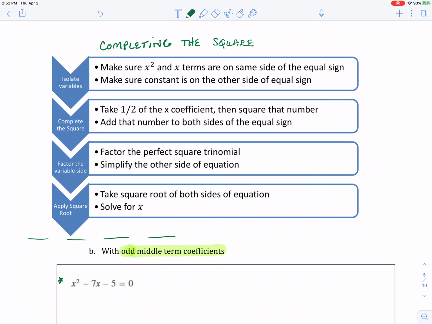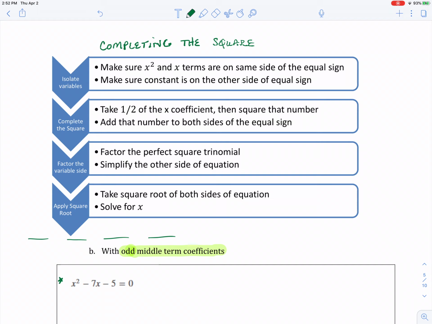We are continuing on with section 10.1, completing the square. In the previous video, we worked on the ones where the coefficient on the first degree term was an even number, and now we're going to be working on the ones where the coefficient on the first degree term is an odd number, which just makes things a little messier arithmetic-wise, but the process is the same.